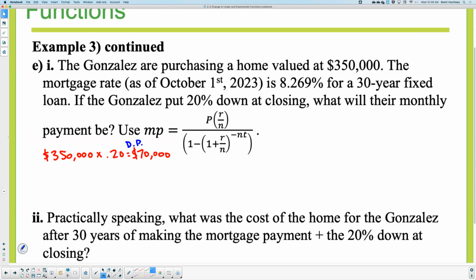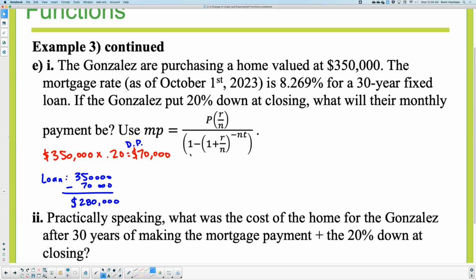So how much are you getting a loan for? $350,000 minus $70,000 is what your loan's actually for: $280,000. That's what your loan's actually going to be for. We want to know, how much does that mean you're actually going to be paying monthly?